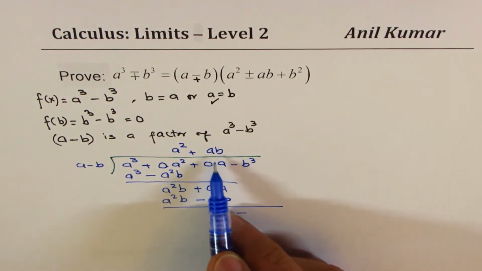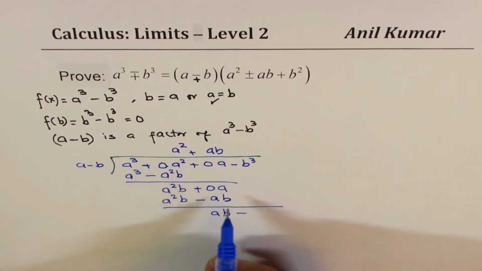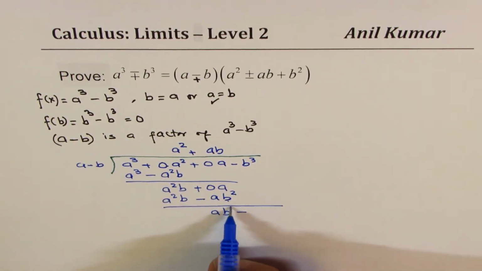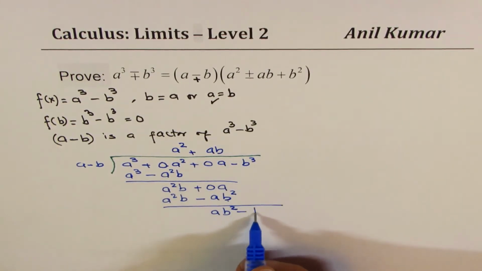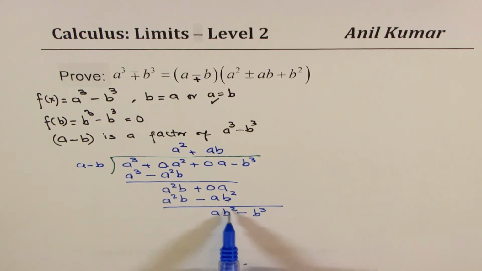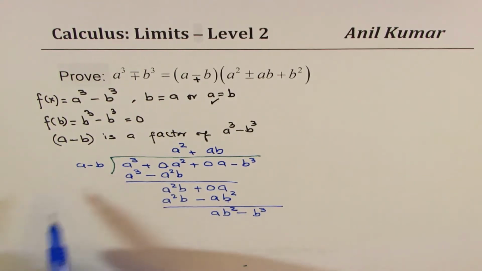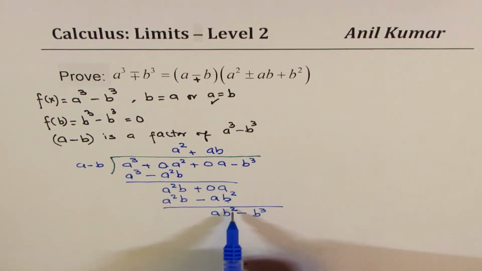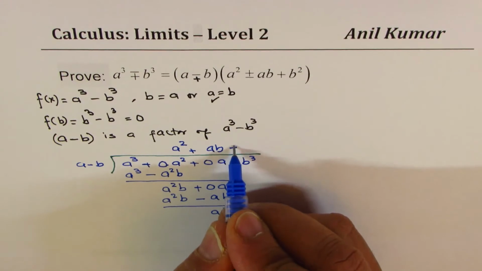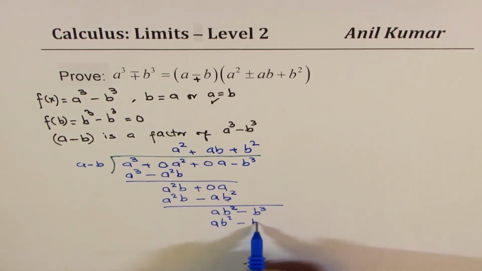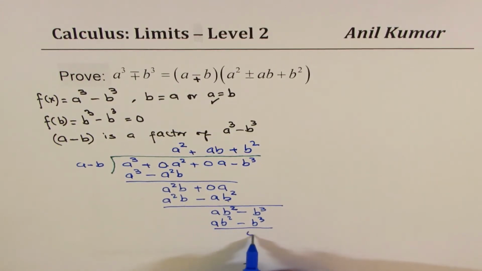And then we'll correct the mistake here. When I multiplied ab times minus b, I should have got ab square, right? ab times minus b. So I have ab square here. I'll bring down b cube. Now once I bring down b cube, I have to divide ab square minus b cube by a minus b. Now I should multiply by b square. When you multiply, you get ab square minus b cube, and that gives you 0. So indeed a minus b is a factor.